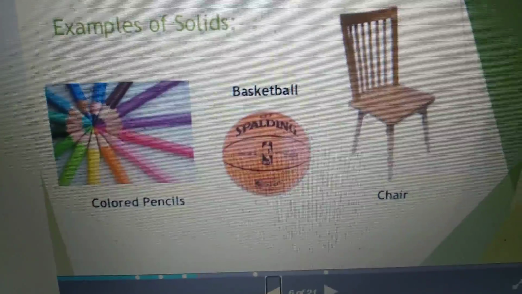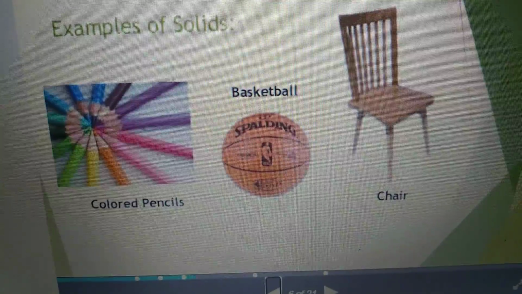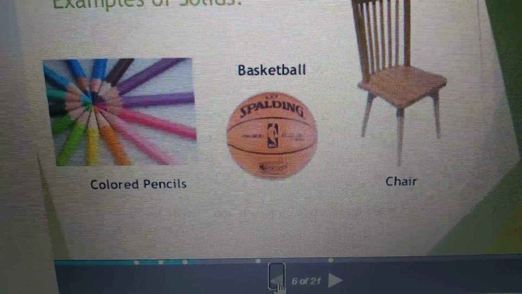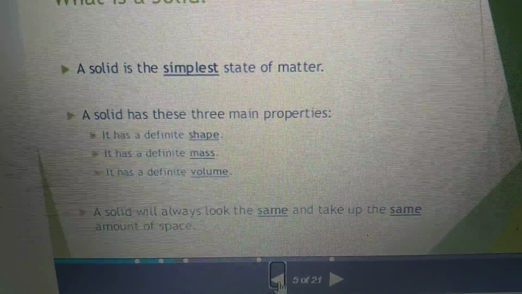You can take anything. Tree. You can take tree also. Colored pencils, basketball, a chair, isn't it? So solid is nothing but the simplest state of matter.